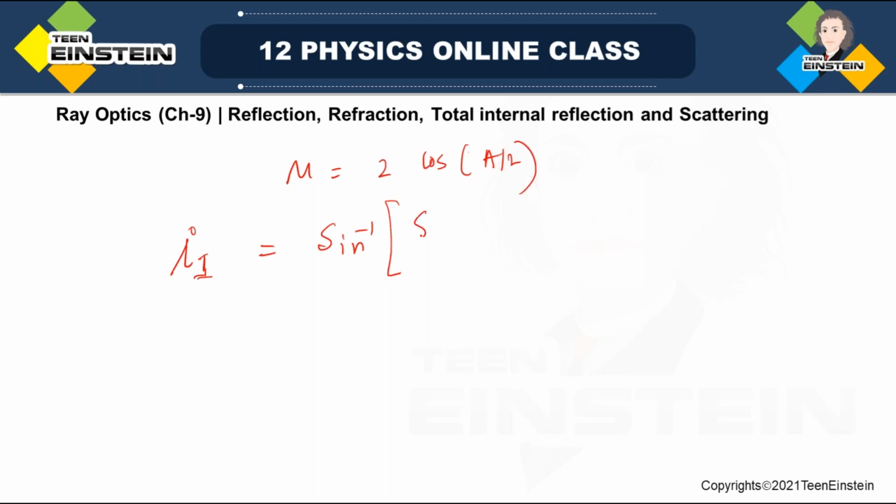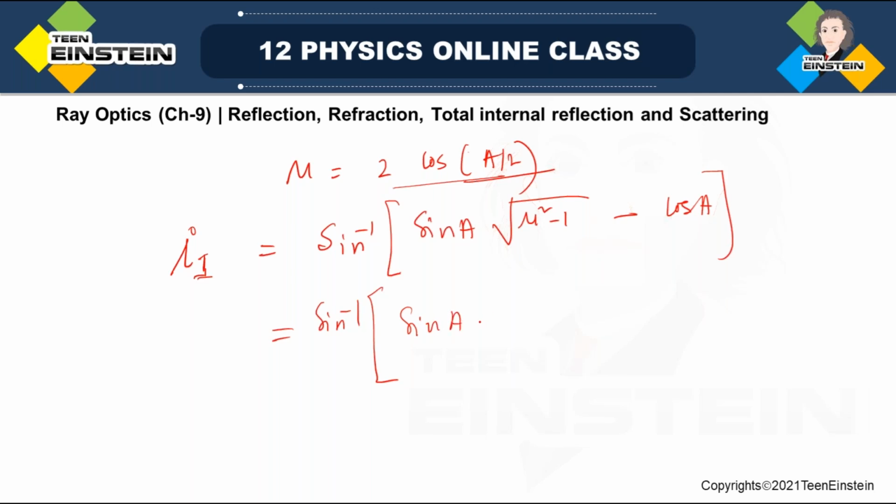Mu has already gone. There is sine A into this, and this is cos of A. So this is what is remaining now. In place of mu, we'll put this, 2 into cos of A by 2. Then what we get?